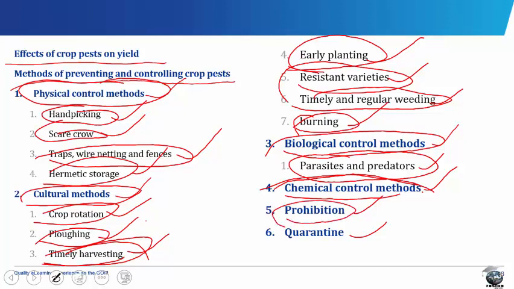Prohibition. Prohibition is the practice of forbidding the introduction of certain infective materials into an area. Prohibition is done on nationwide basis by legislation and is the most effective method of controlling the introduction of pests, diseases, and weeds. Prohibition is successful with the quarantine.